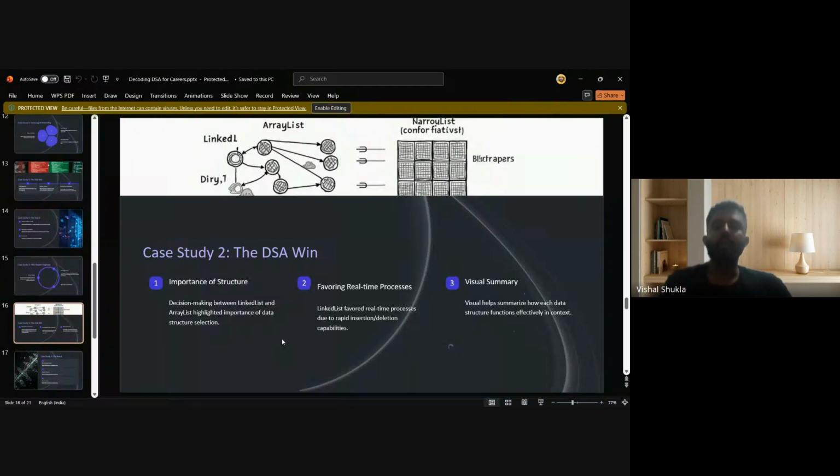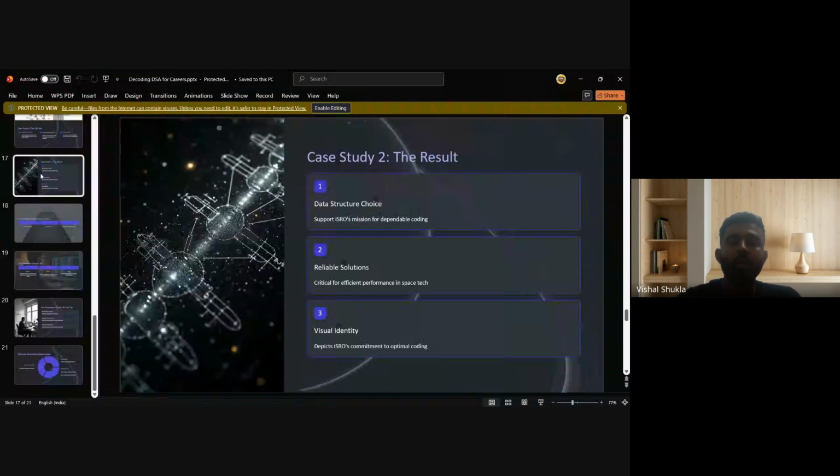Okay, so if you see how DSA and ArrayList are mentioned above, you can see the importance of structures. The decision-making between the linked list and the array list is highlighted. Next is how favoring real-time processes works, like LinkedIn favored real-time processes due to rapid insertion and deletion capabilities. Next comes a visual summary that helps summarize how each data structure functions effectively in context. Next, the result is the data structure choice, the reliable solution critical for efficient performance in space tech. Next is visual identity, depicting some commitment.